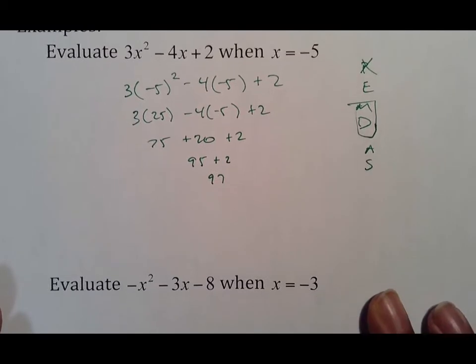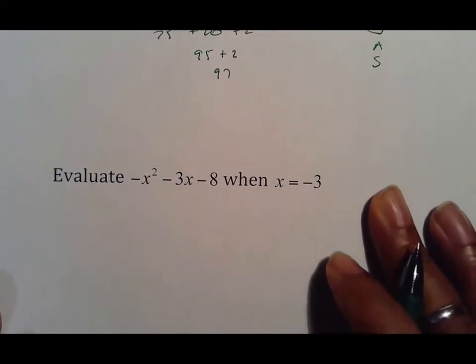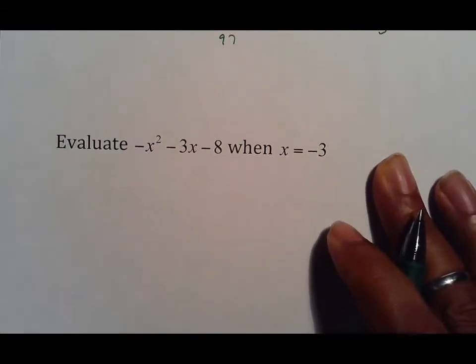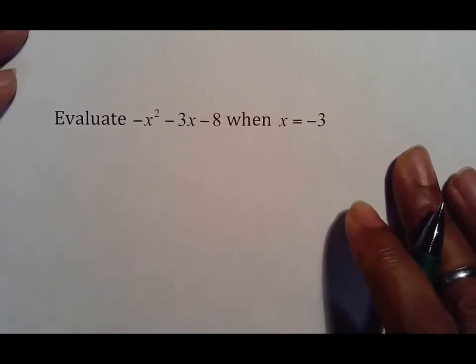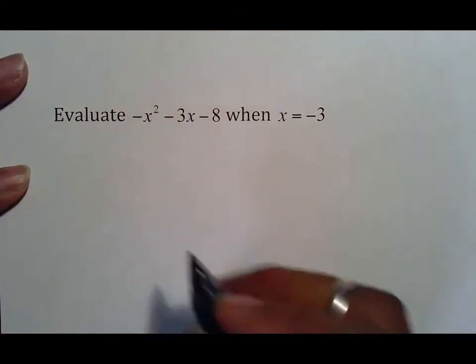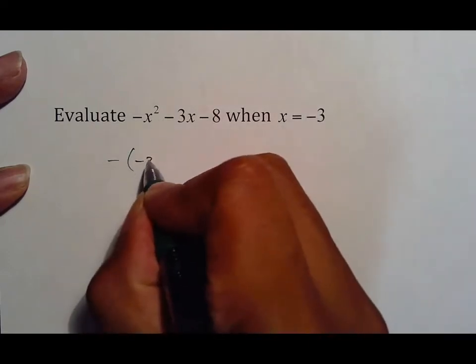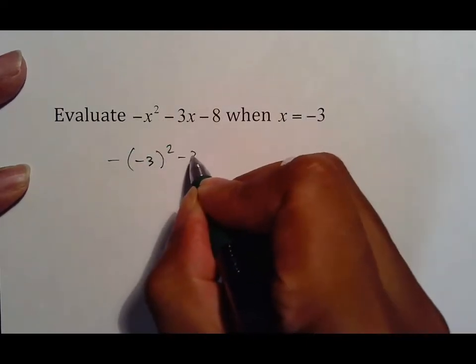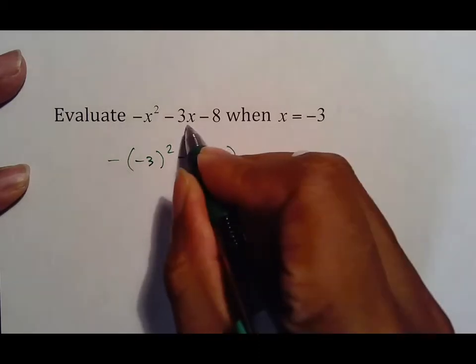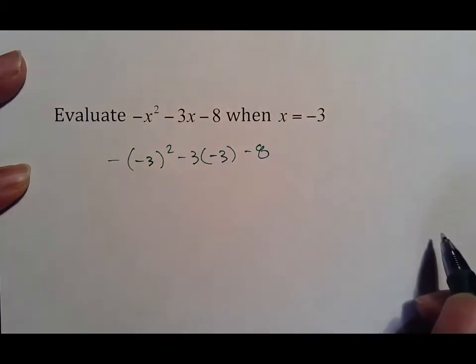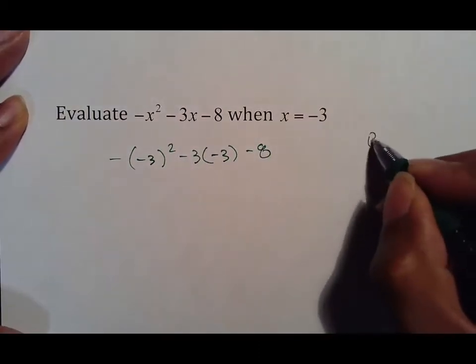On your second example, again, copy all these examples, make sure you have them on your paper so that you can actually get what you need for your homework. Negative, and then an x, so negative parentheses negative 3 squared, minus 3 parentheses negative 3, because that's an x, minus 8, substituting first. Again, there is no parentheses, and so we don't do that.